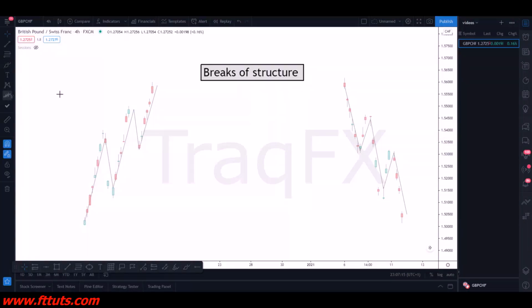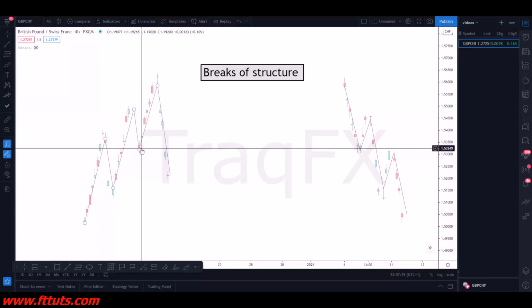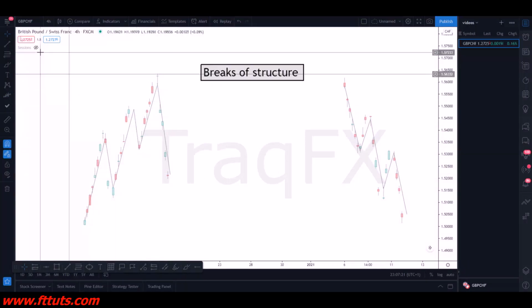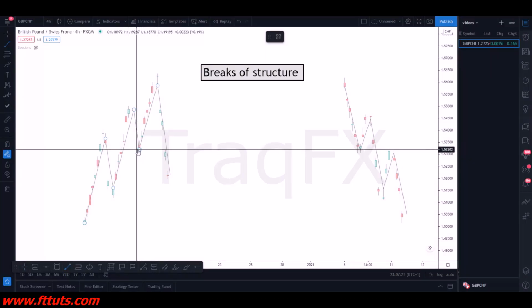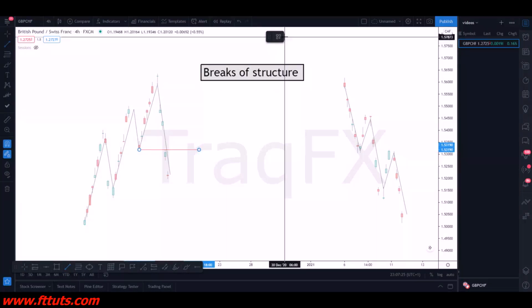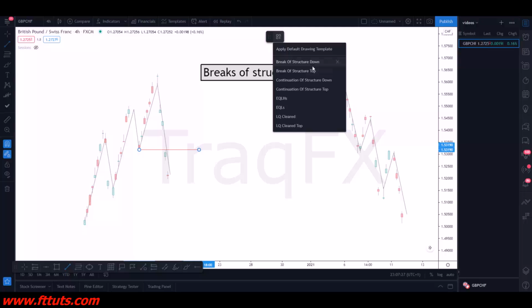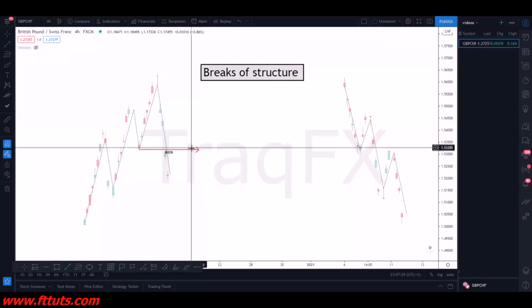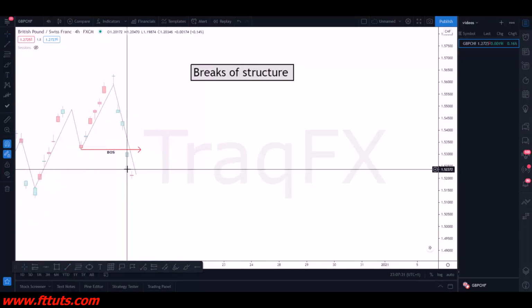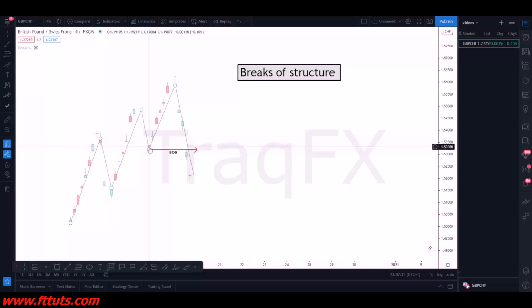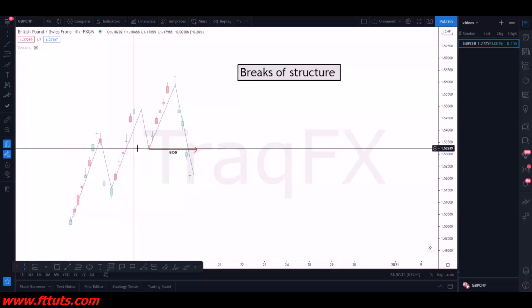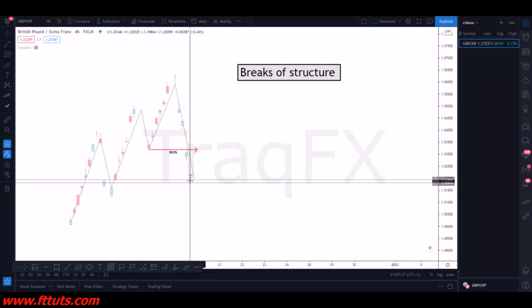But if the market does something like this, where we push down, right, we break past a previous higher low, then that is considered a break of structure, right? And this is where we can use our tool BOS down, because it's going down. So this is a break of structure because we're breaking past a previous higher high, higher low trend, and now we're creating new bearish structure.